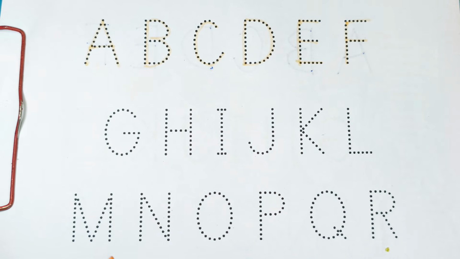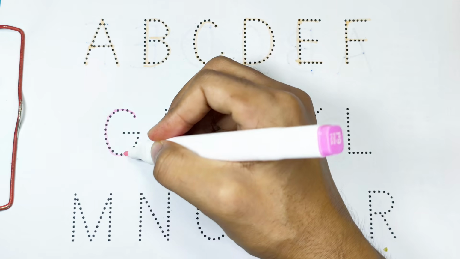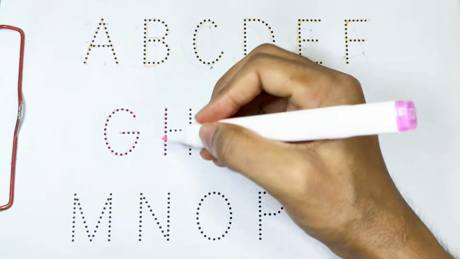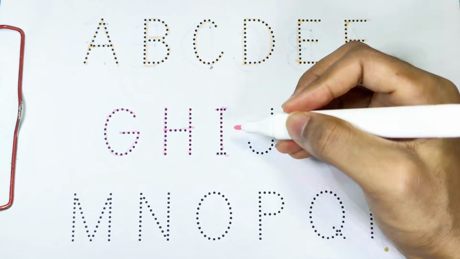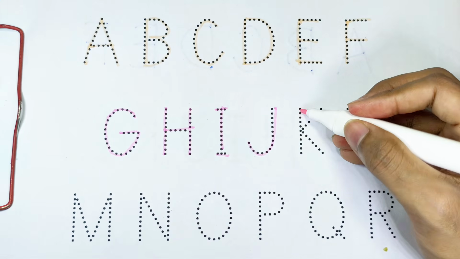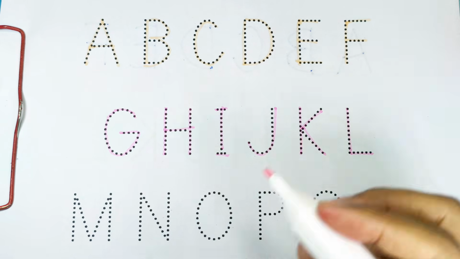Kids, the next one is G. Now we're using the color of pale pink color. G for God. The next one is H. H for hand. I for ice, I for ice cream. J for jackfruit. And the next one is K. L for lemon.